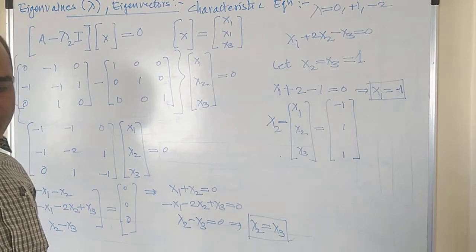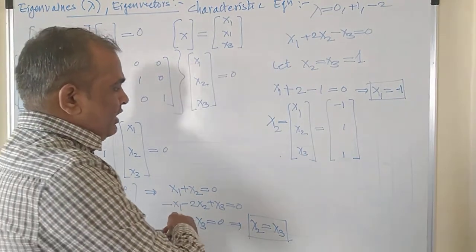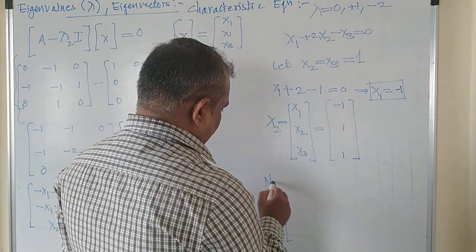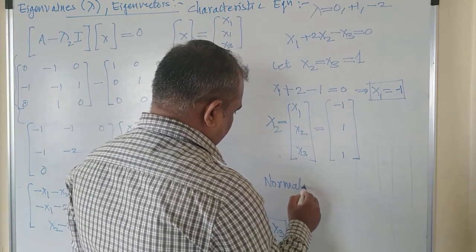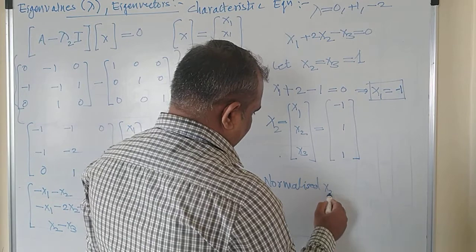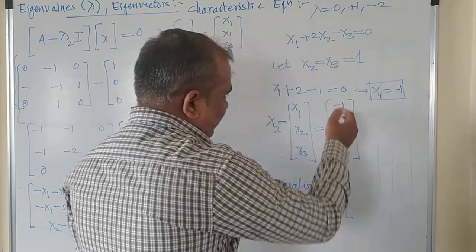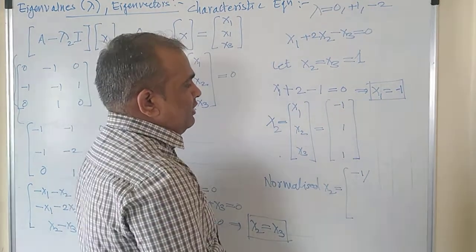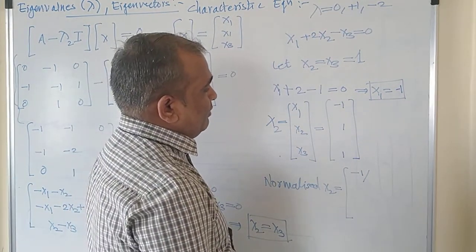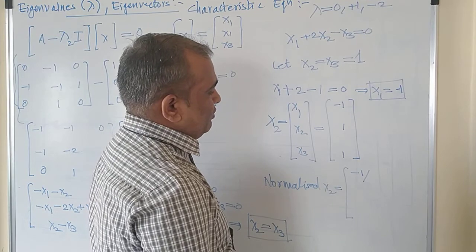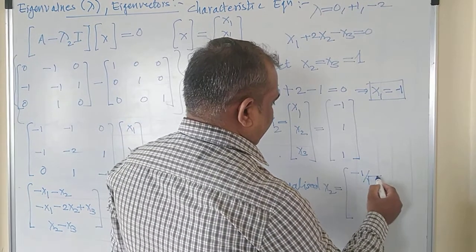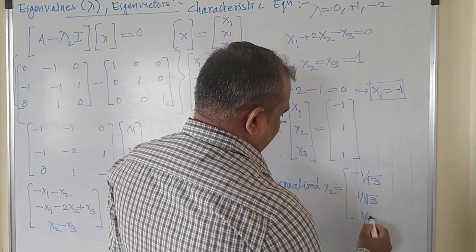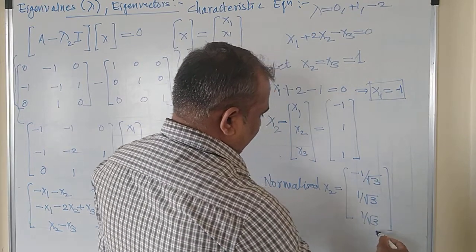Similarly, the third eigenvector can be calculated, or the normalized eigenvector. Now I can write here normalized x2. Normalized x2 will be equal to how much? The given vector divided by the square root of the sum of squares of the given elements. Minus 1 square is 1, 1 square is 1, 1 square is 1, so root 3. Here it is 1 by root 3, 1 by root 3. This is the normalized eigenvector.